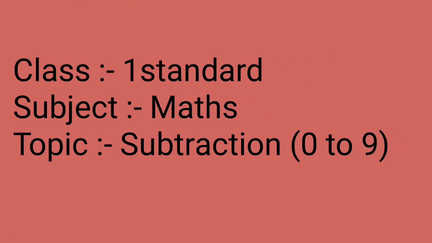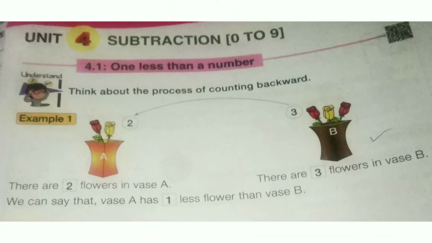Class first standard, subject maths. Topic is subtraction 0 to 9. Dear children, in our previous class we have studied about addition. Addition means going forward. Now let us study about subtraction, children. Subtraction means backward counting. So children, here is some example.